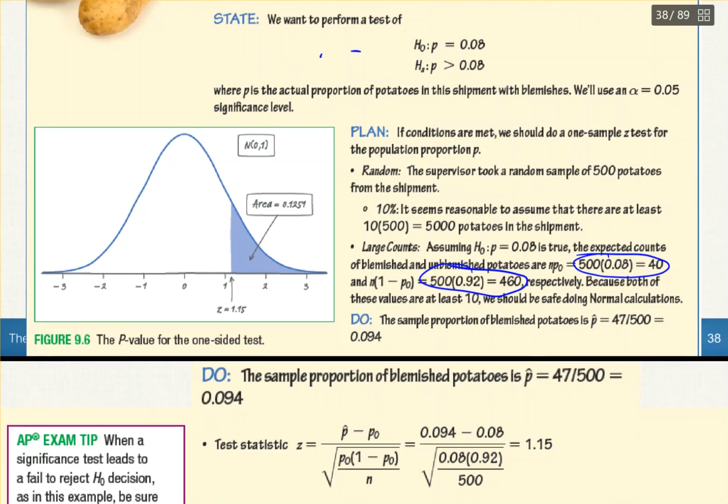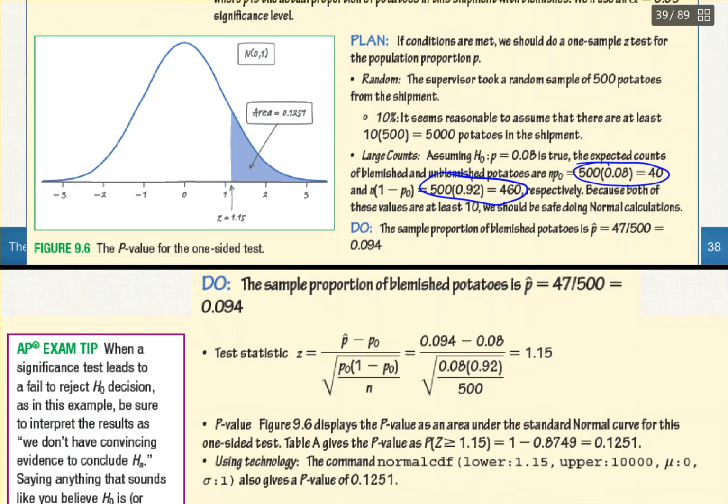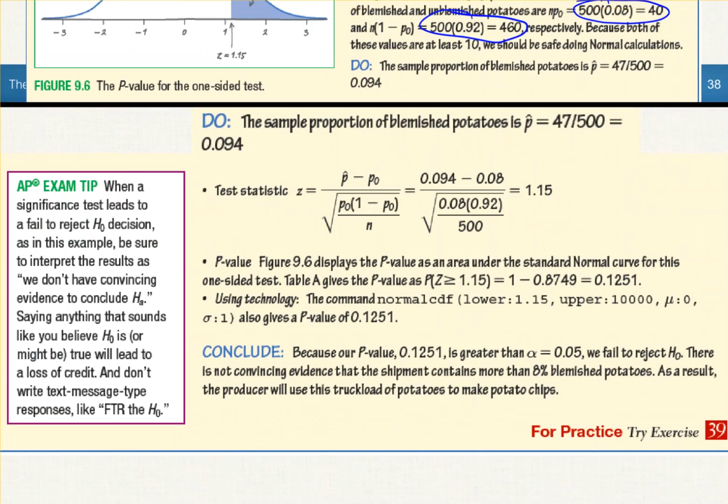All right. So now we actually do the work. The sample proportion p hat is 47 out of 500, so 0.094, and we want to test whether we should send it back or not. If we get 9.4% of the potatoes in our sample with blemishes, is that enough for us to conclude that there's probably greater than 0.08, or 8%, blemishes in the whole load?